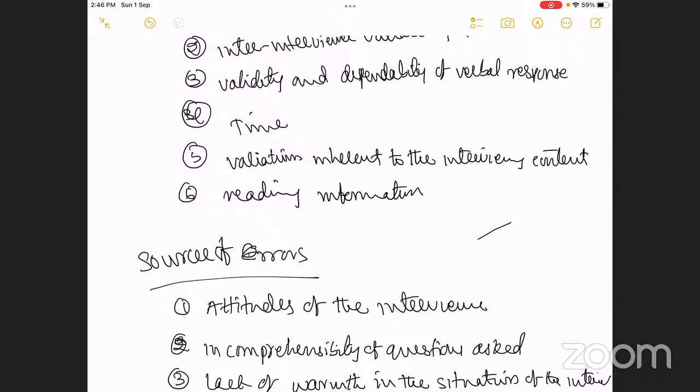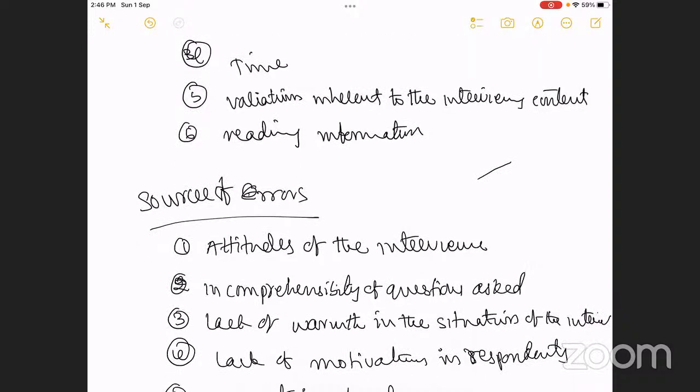Sometimes you get the error. So, incomprehensibility: sometimes questions may not be understood by the interviewee. వాళ్ళకి అర్థం కాలేదనుకో, they will give a different answer. The actual intention is different, but because of incomprehensibility, if they do not understand properly, they give you another answer. So you will get an error.